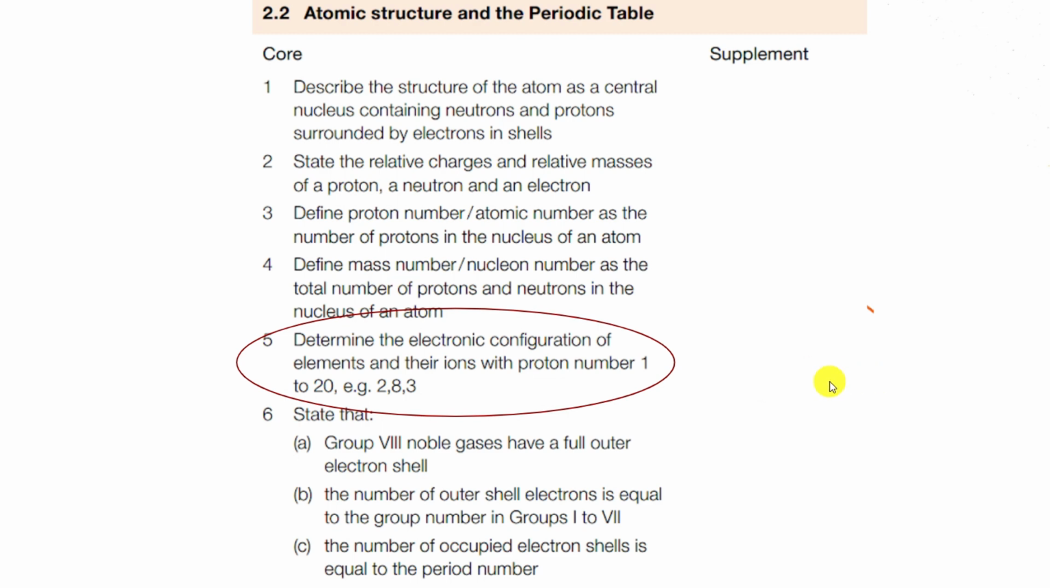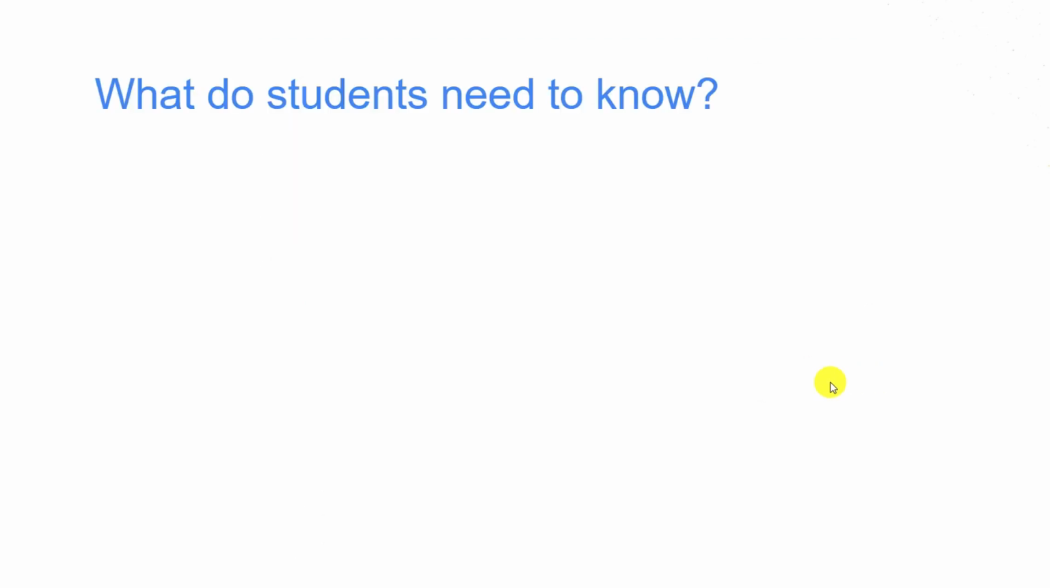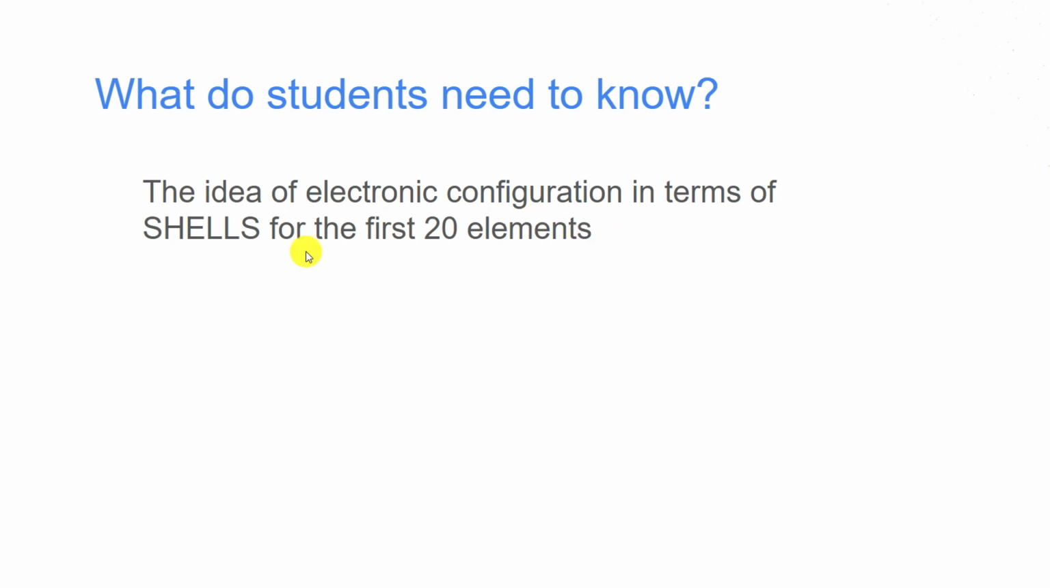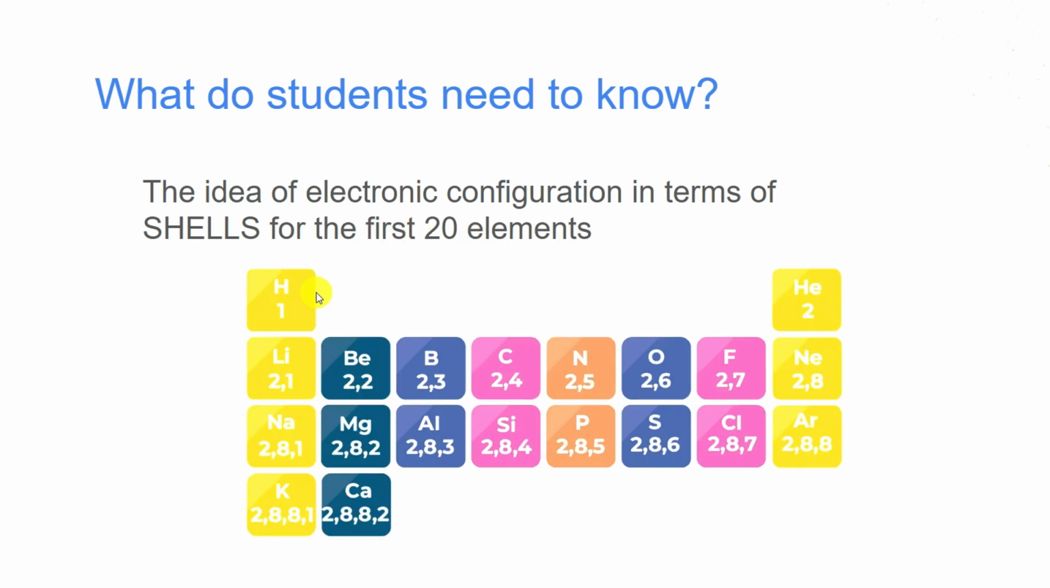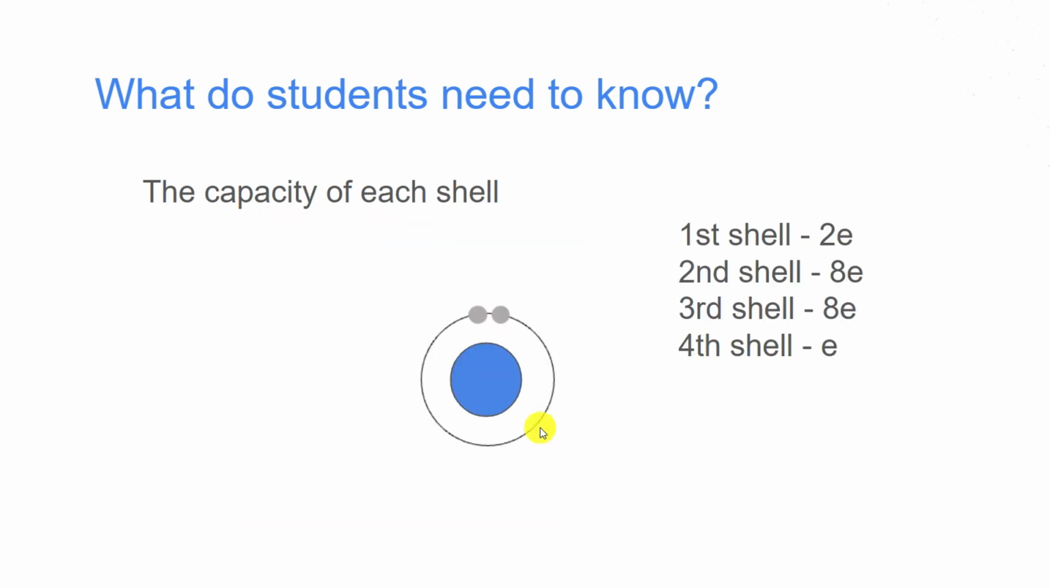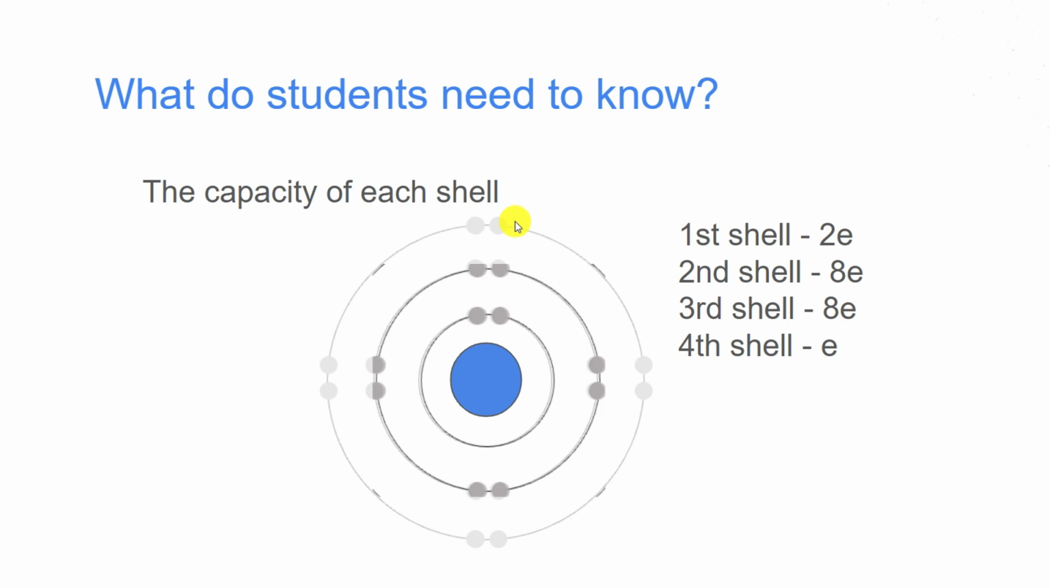So, what do students need to know about electronic configuration in year 10 and 11? First, the idea of electronic configuration in terms of shells. But mainly this is for the first 20 elements from hydrogen to calcium. Also the capacity of each shell, which is the first shell 2 electrons, second shell 8 electrons, third shell 8 electrons, and so on.